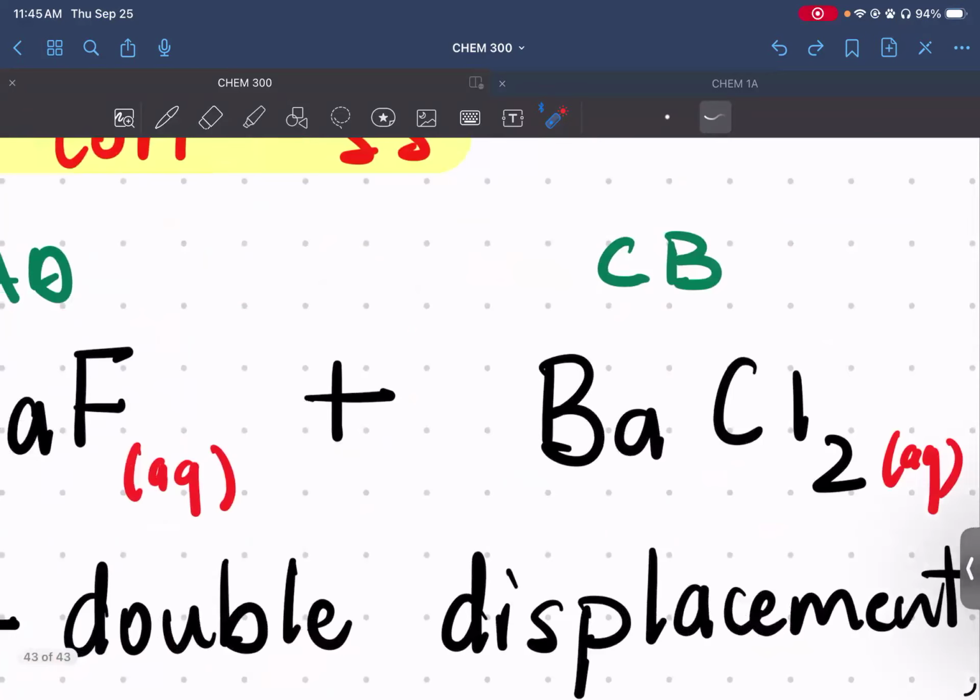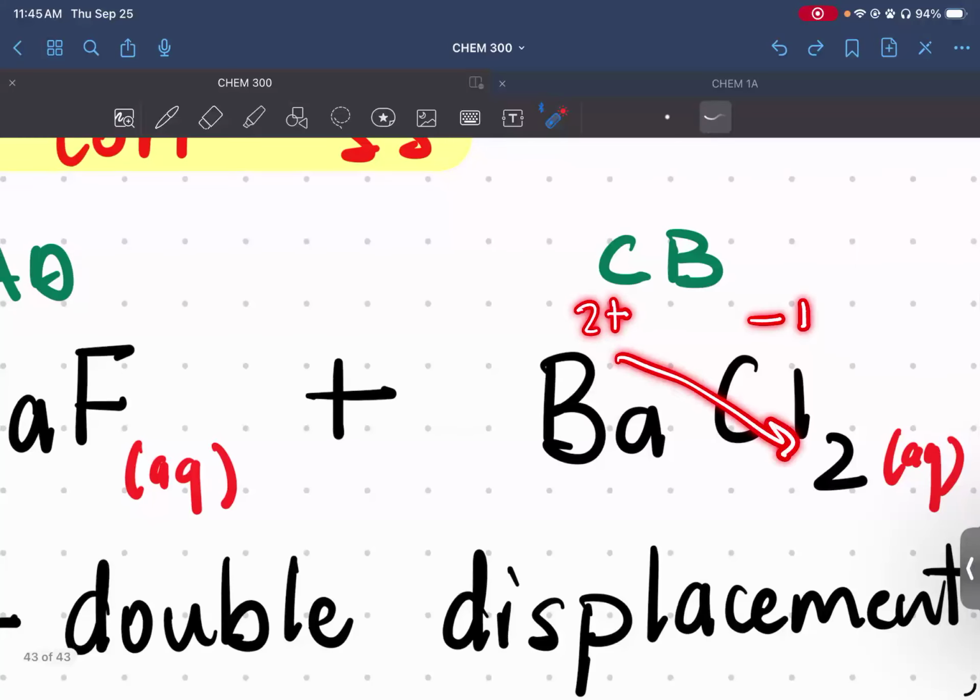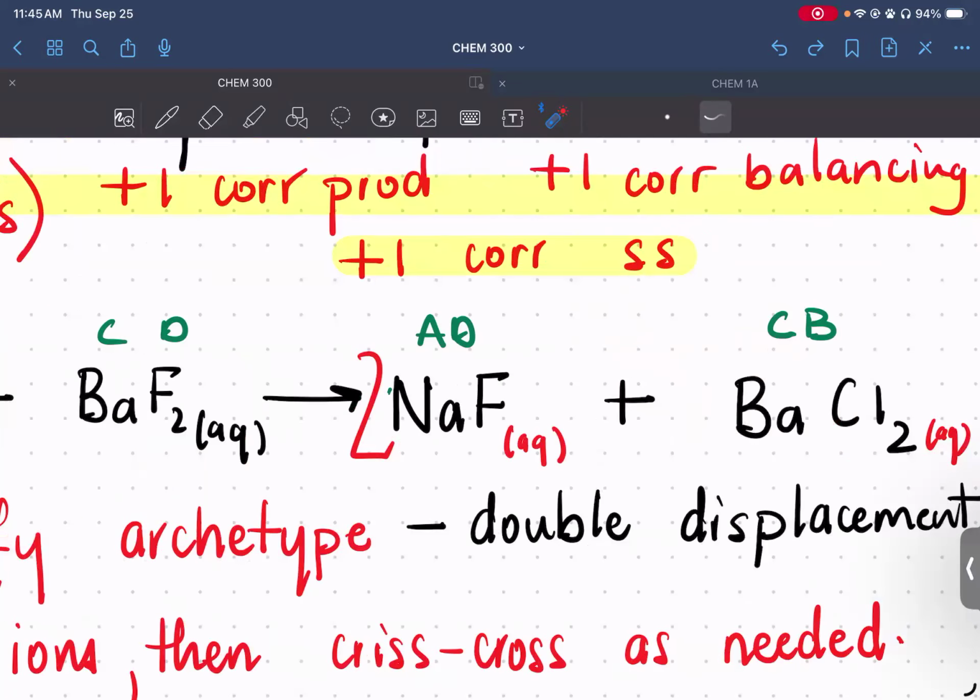When we apply the same logic to the barium chloride, barium is 2 plus, chlorine is negative 1. Crisscross tells us we will end up with BaCl2. Hence why it's important to keep track of your charges.